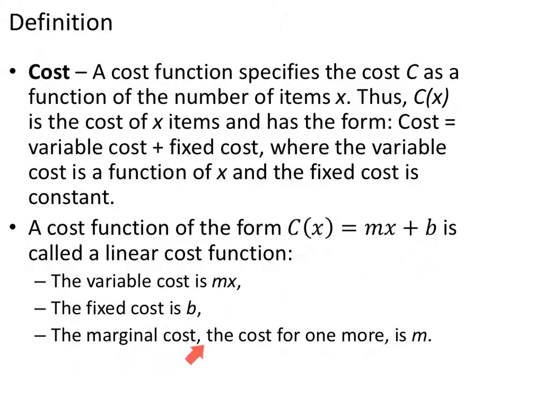The marginal cost is the cost for one more, that's m. So your variable cost is how much it's going to cost to burn each CD after you have the fixed cost of engineering and studio time. But the marginal cost m is, say I have it set up that I want to burn 90. What if I want to do one more? How much is that one more going to cost me? That's the marginal cost, the cost for one more.